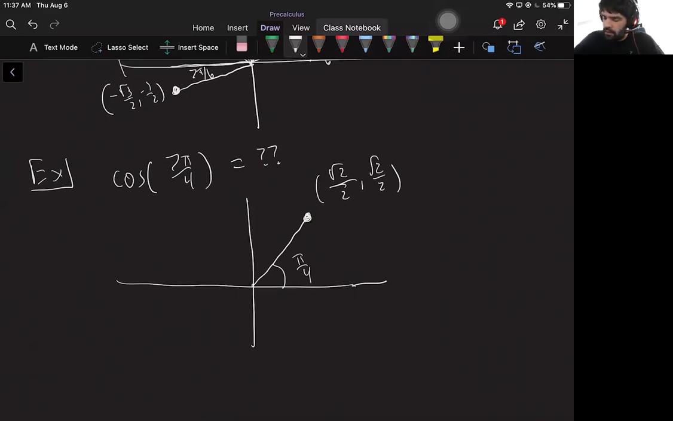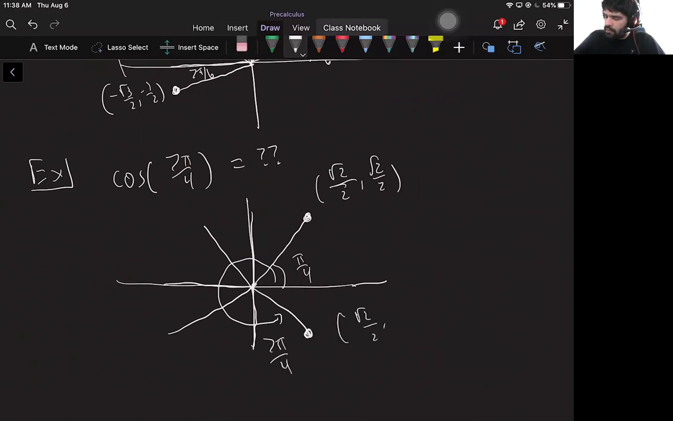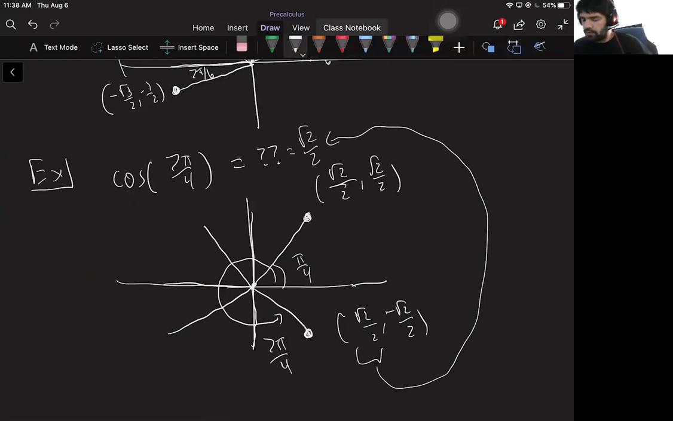So that's 1. I cut it into fourths. So that's 1, that's 2 there, 3 there, and 4 there, 5 there, 6 there, 7 is right here. So that guy is 7 pi over 4. So it's the exact same point, except I'm going down, so the y is negative. But I'm looking at cosine, so I'm looking at the x coordinate for my answer. So there it is, root 2 over 2.